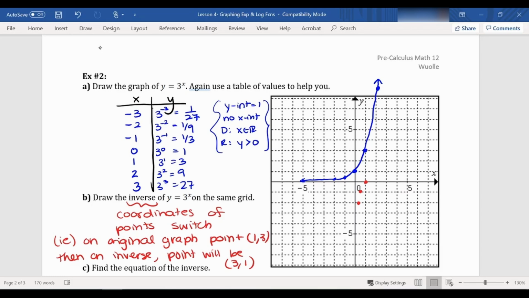Then I had (1, 3). This will now be (3, 1). And then I had (2, 9). This will now be (9, 2). So this is the point that was a little bit off of our graph before.